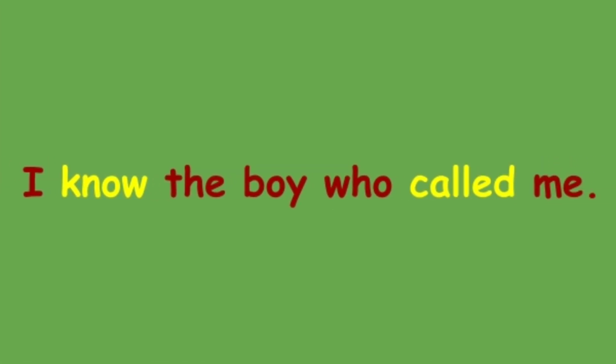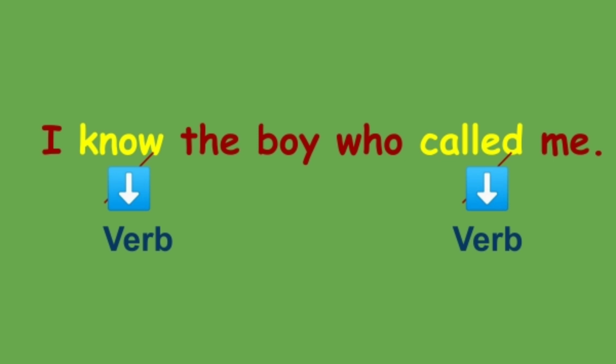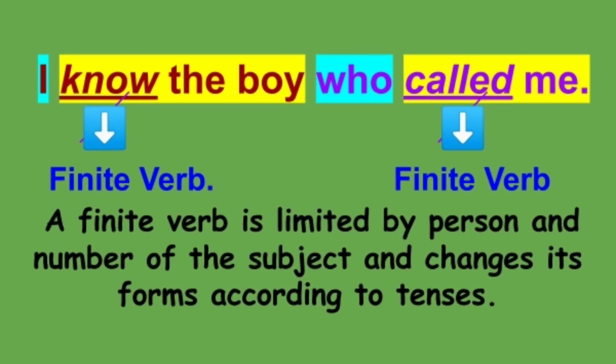I know the boy who called me. In the given sentence, there are two verbs, know and called. These two verbs are finite verbs. What is a finite verb? A finite verb is limited by person and number of the subject and changes its forms according to tenses.